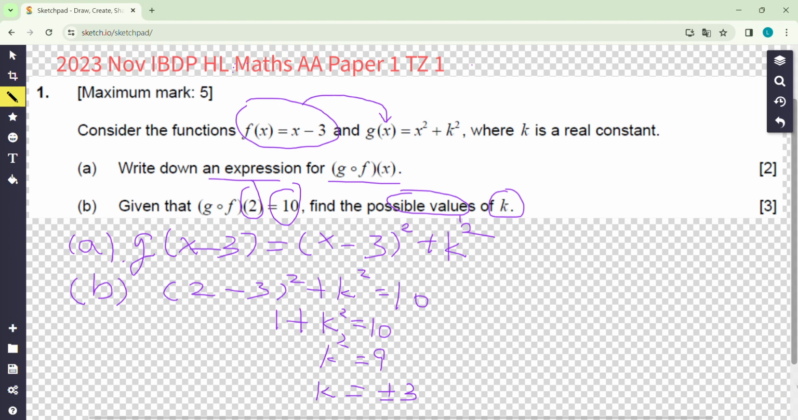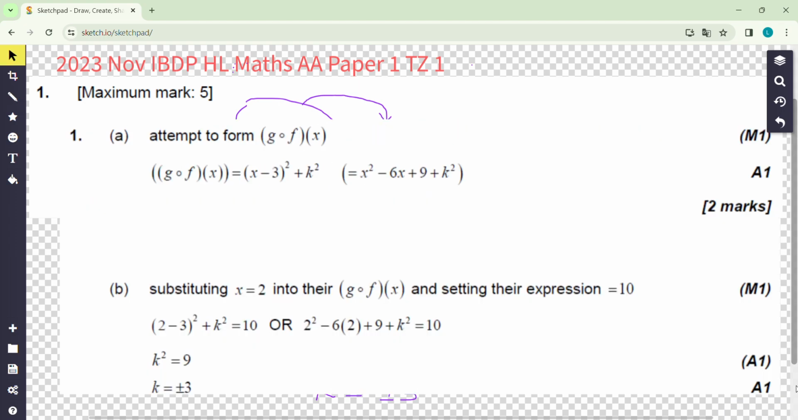Again, let me show you the marking scheme. Take a look. Check your answer. Here we got all the marks. Well done.